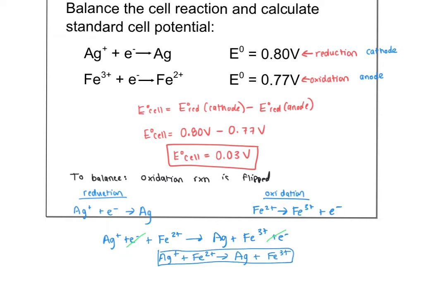In this, the charges are necessary because this one is going from a positive to a neutral, this guy from a +2 to a +3. So those charges are very essential to this balanced redox reaction.